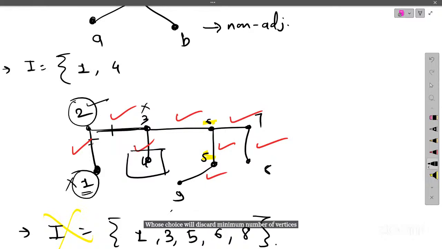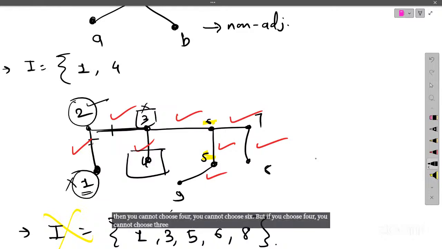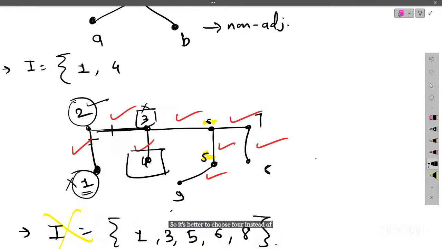So that means if you choose 3, then you cannot choose 4, you cannot choose 6. But if you choose 4, you cannot choose 3, but you can choose 6, right? So here only one vertex is being discarded. So it's better to choose 4 instead of choosing 3. So now again, let's compare all other vertices.